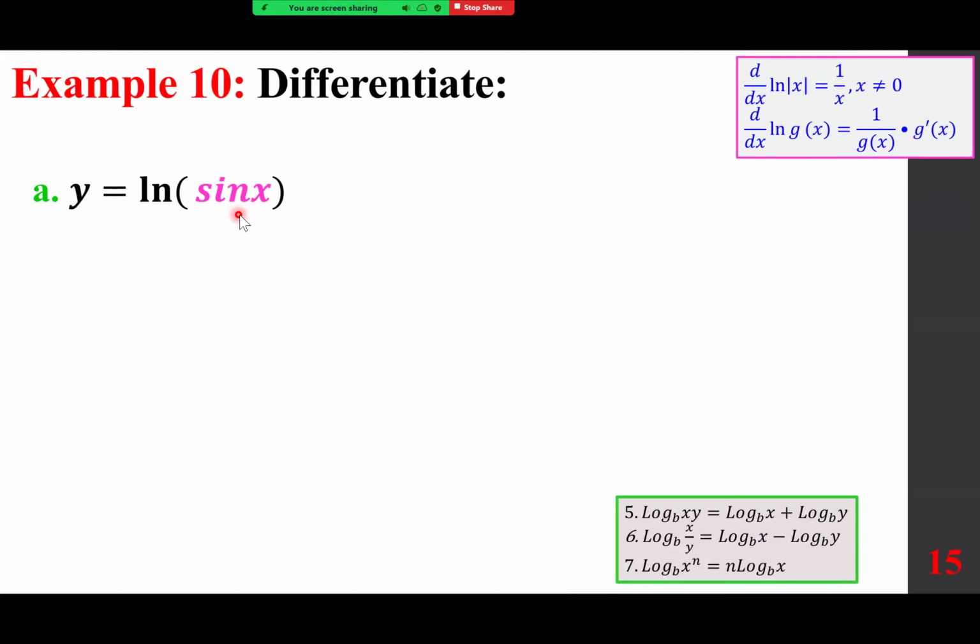y equals ln of sine x. To differentiate that, we follow this formula, we flip it over as 1 over sine x. And then we need the derivative of sine x by the chain rule, which is cosine x. And cosine x over sine x is cotangent x.